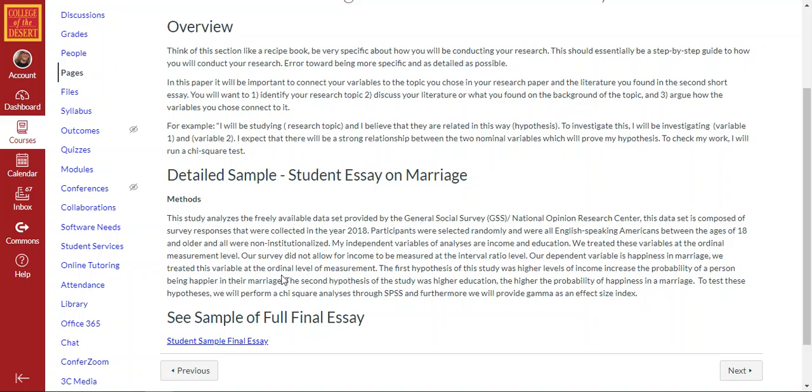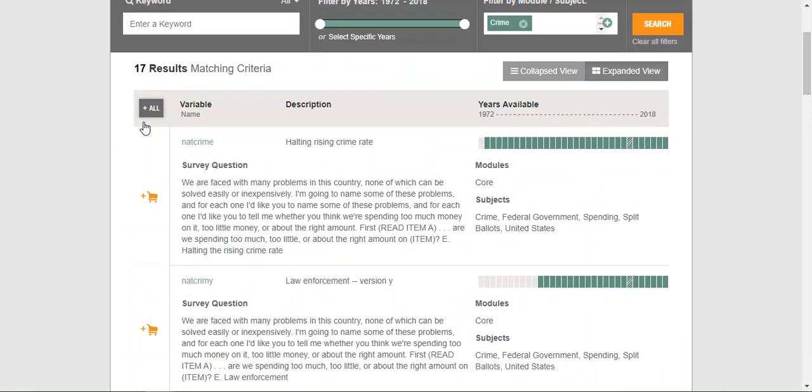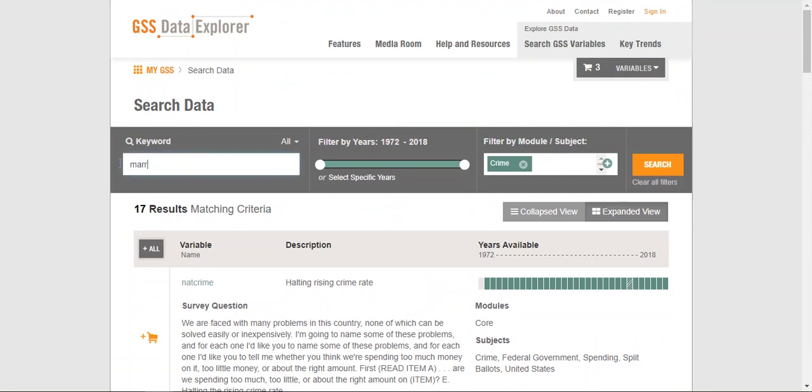So I'll show you what these look like. There are two variables they identified here: higher levels of income, so you could actually see that, and also happiness in marriage. So actually, if you go back to our survey question, you actually search marriage. Go ahead and erase crime here.